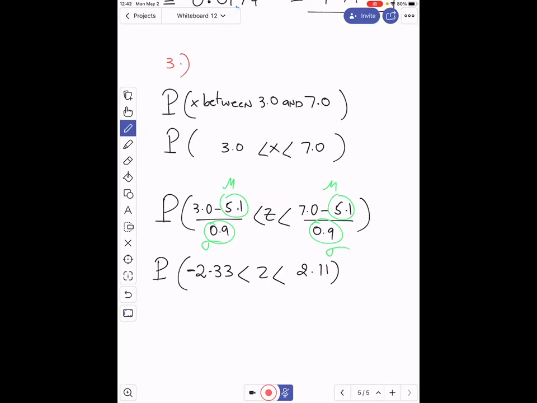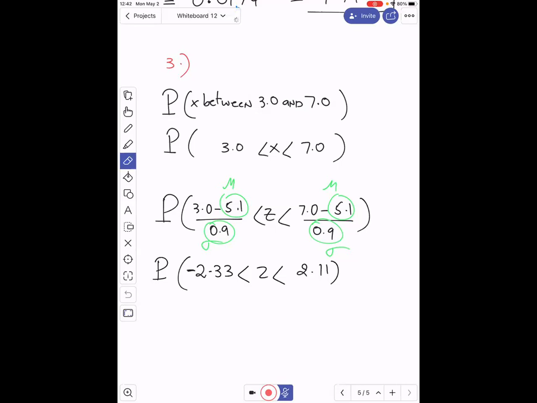Now, next step, I'm supposed to use the chart. But this is not the area to the left. This is not z less. It's not z less. This is z between two numbers, right? So z between two numbers, we want to find the area between these two numbers. So how do we convert area between two numbers to areas to the left?